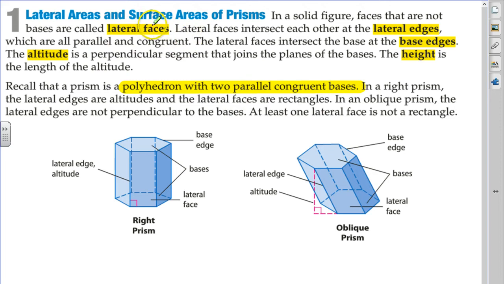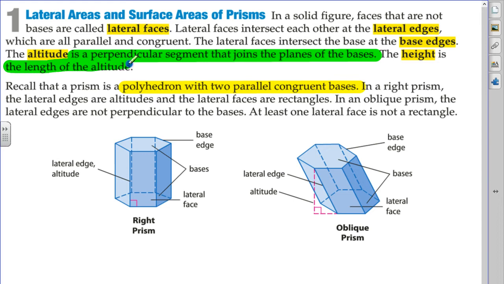And the lateral faces, they define here, are the sides, which are basically everything but the bases. And then they have lateral edges, which are all parallel and congruent, and they intersect to form base edges. Now, the other definition that's really important for us is the altitude, because the altitude is a perpendicular segment that joins the planes of the bases. The height is the altitude.